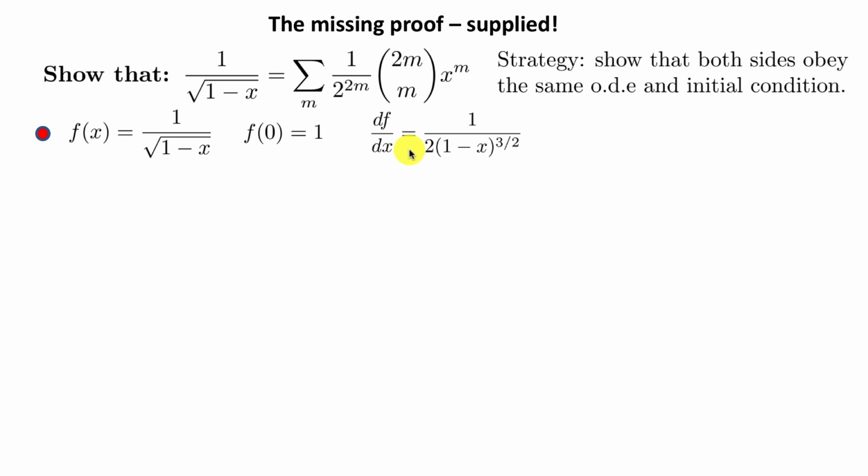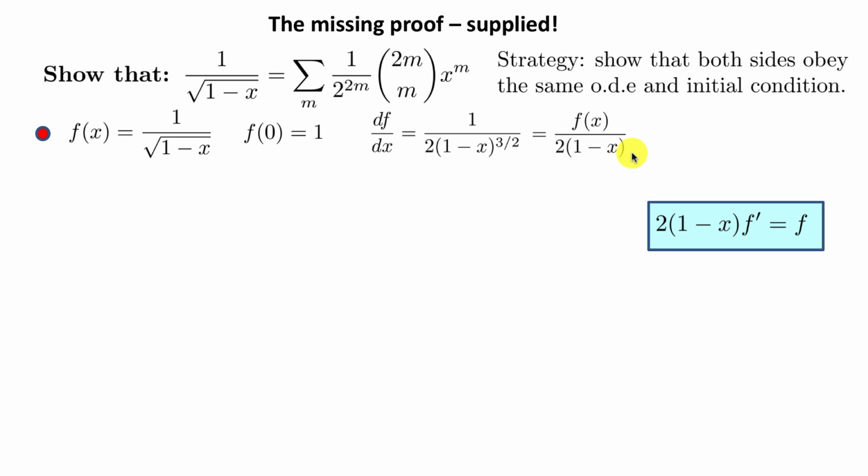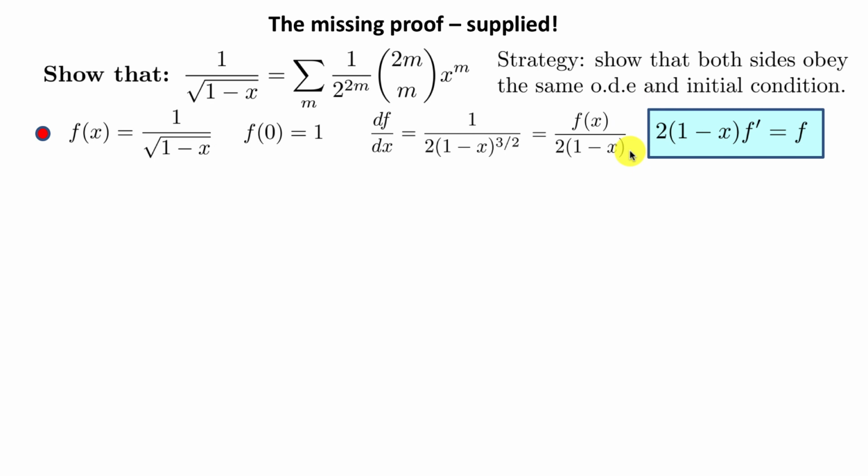I recognize that f of x is 1 over 1 minus x square root, and so this can be simplified into f of x over 2 into 1 minus x. I'm going to write that in a slightly different way as this first order differential equation, with this being the initial condition.